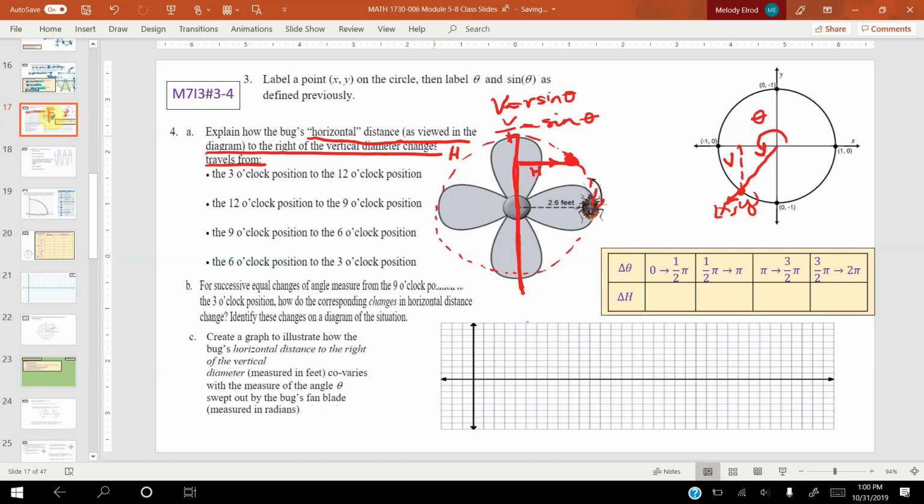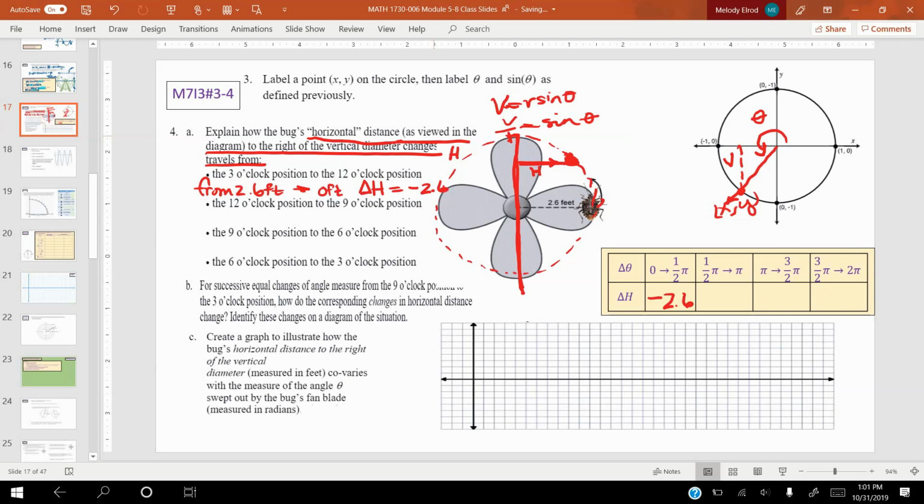So we're starting from 2.6 feet away to 0 feet away, which means that the change in H would be negative 2.6 because we're decreasing by 2.6. And I've given us a little chart over here to notate that. So I'm just going to start filling that in. So we've got negative 2.6 as our change in H there, in that first quarter turn.